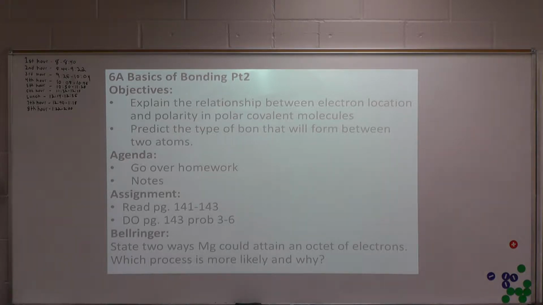Okay. So, if you guys recall, identifying the three types of bonds has a lot to do with where they're located on the periodic table. Why do I say that?